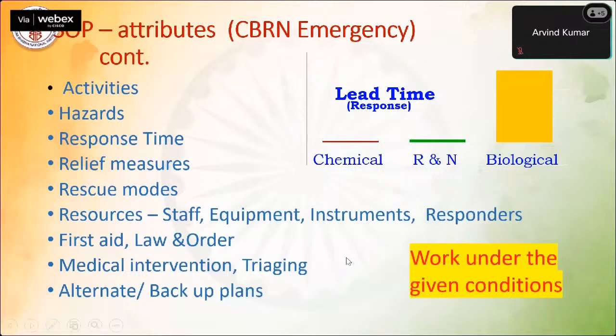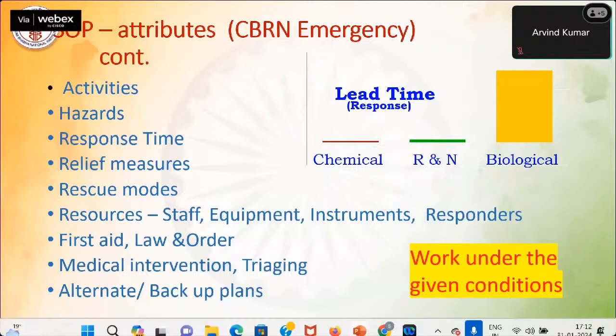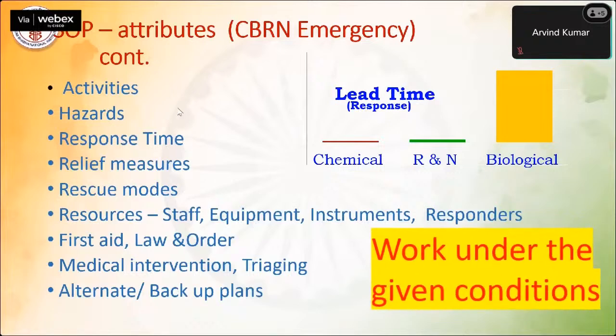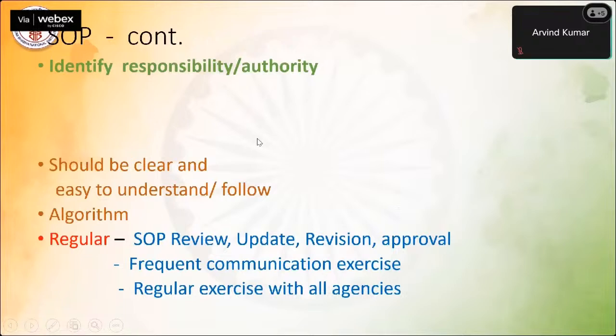So one important thing in SOP is that after everything is written, and as I've said, it may require some flexibility, the situation may demand work under the given conditions. If the condition changes, SOP may require some change, and work under given condition is the key. All right. Then SOP should possibly identify the responsibility and authority. It should be clear and easy to understand. I mean, it is very simple. I don't have to elaborate. And it can also make an algorithm of command and control system.